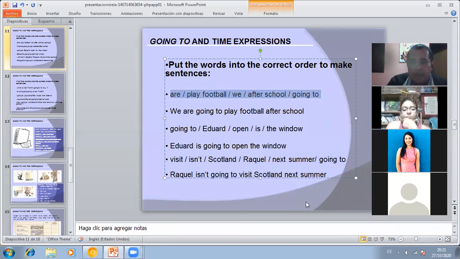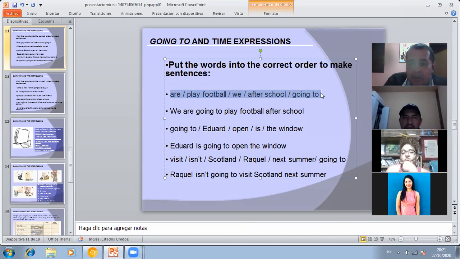Okay, let's see, I need a volunteer please. Who can tell me the correct sequence of the first exercise? Can anybody help me here? Okay, Roberto, we are. Okay, we are going to play football. We are going to play football after school. After school, excellent, very good.